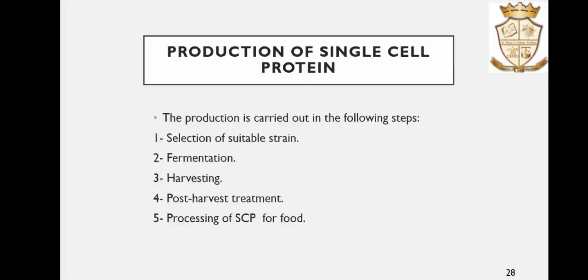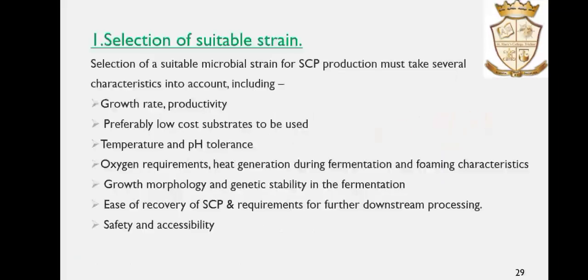Production of single cell protein. The production is carried out in the following steps. First, selection of suitable strain, fermentation, harvesting, post-harvest treatment, and finally processing of SCP for food. The first step is selection of suitable strain.